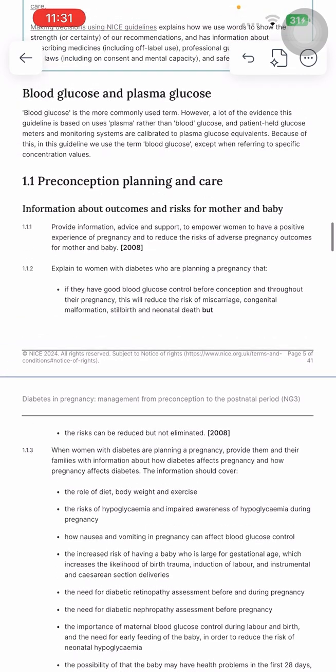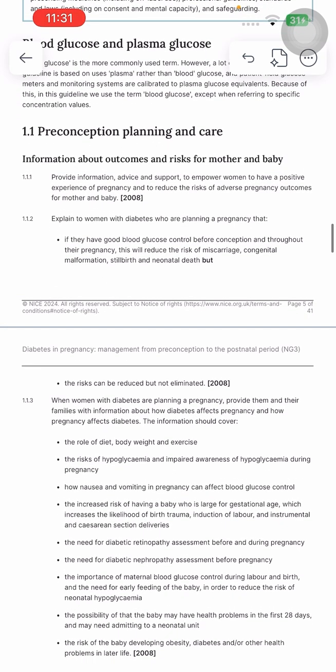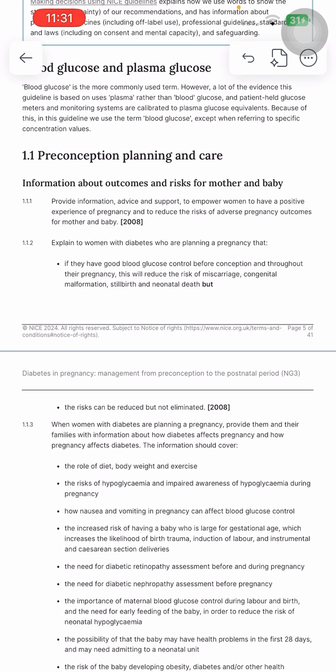Now we have to continue with that. What are the preconceptional planning and care? Information about the outcome and risk for the mother and baby. Provide information, advice, and support to empower women to have a positive experience of pregnancy and to reduce the risk of adverse pregnancy outcomes for the mother and baby.